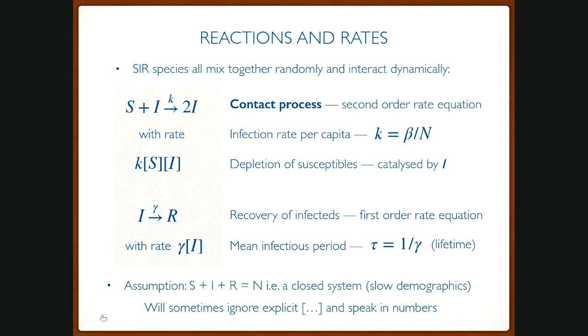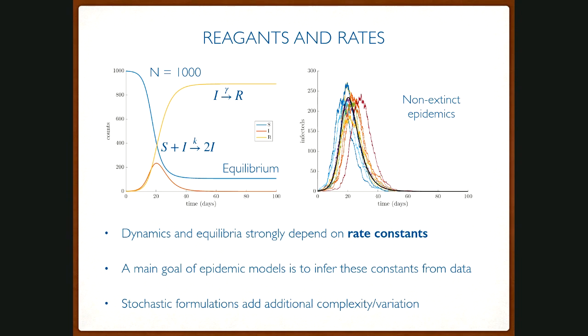And going forward, I might not always refer to the square brackets notation because sometimes it's easier to talk in terms of absolute numbers. But I hope it will be clear, particularly with this equation, that the key players in the epidemic have a very chemical analog. So let's look at those reactions and see what they suggest.